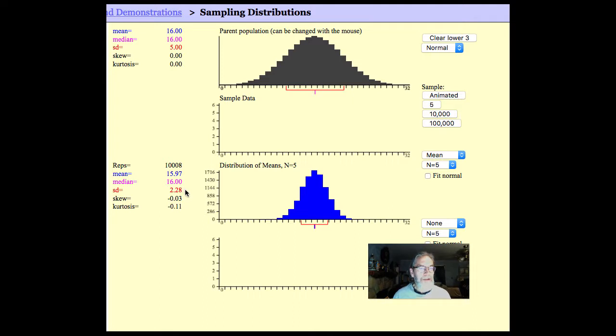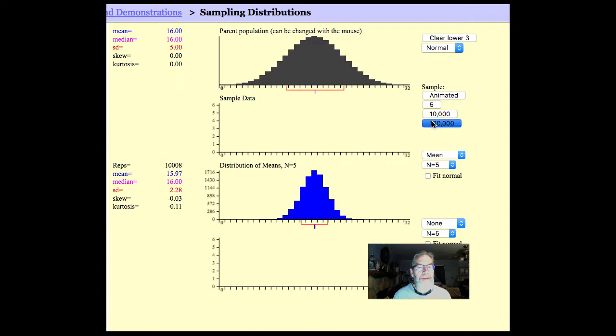I can't do this in the air, but the formula says we're supposed to take the standard deviation of the population and divide by the square root of n. So what's 5 divided by the square root of 5? Well, I don't know. 2.28 doesn't sound too bad.